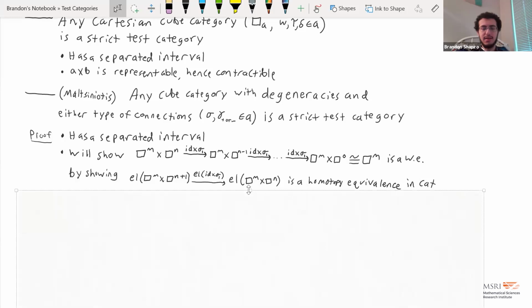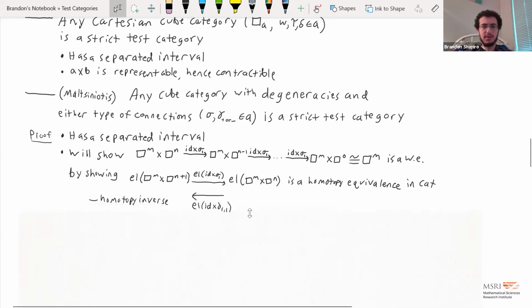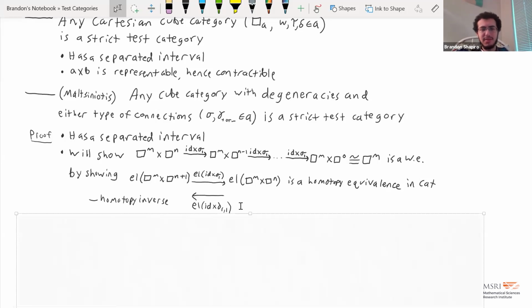The way we do that is, well, a weak equivalence in A hat is something sent by the category of elements to a weak equivalence in Cat. Here I wrote homotopy equivalence because that is how I'm going to go about proving it. So I'm going to tell you what a homotopy inverse is. If we take the identity cross sigma 1, it has a section, namely identity cross del 1, 1, where I omitted the top index. So it has to be more general, but that should be clear from context. Here it's n plus 1.